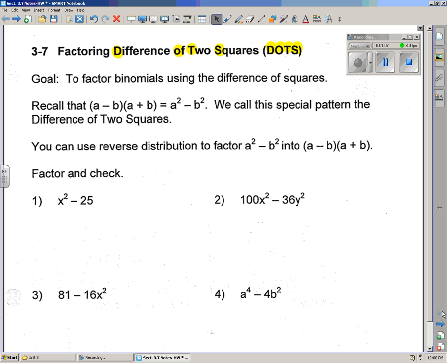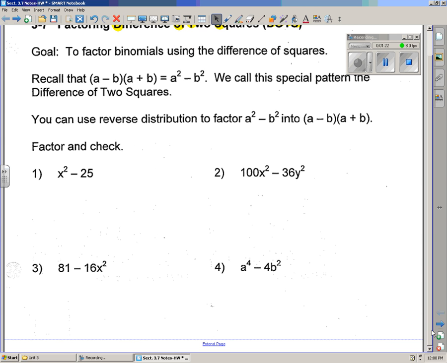So it happens to be a special pattern called the difference of two squares, and when we do this with reverse distribution, or when we factor a squared minus b squared, you're going to end up with two parentheses: a minus b, a plus b. Probably not following that part. Don't worry about it. Take a look at this.